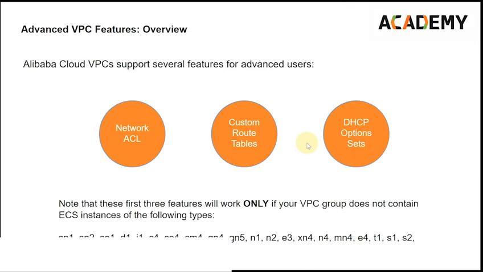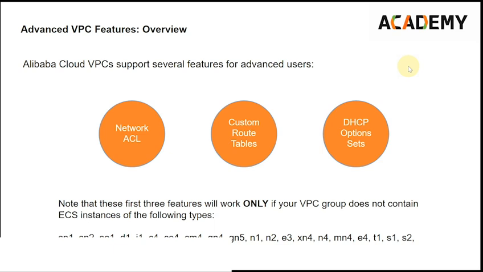Now let's talk about some advanced VPC features. In Alibaba Cloud, VPC supports several features for advanced users. We have network ACL options, custom route table options, and DSCP option set. So let's discuss one by one. In the network ACL options, this is normally used for the access control list for stateless security. Stateless security means if you want to add something inbound, you can add. If you want to add anything related to outbound, you can add.